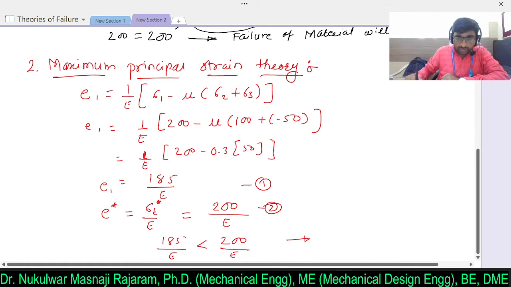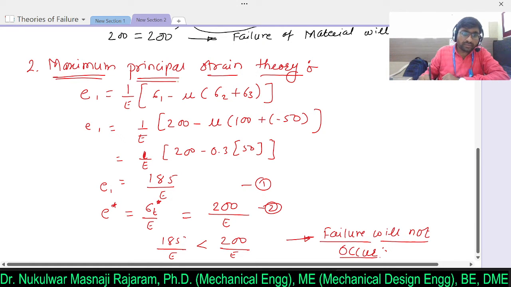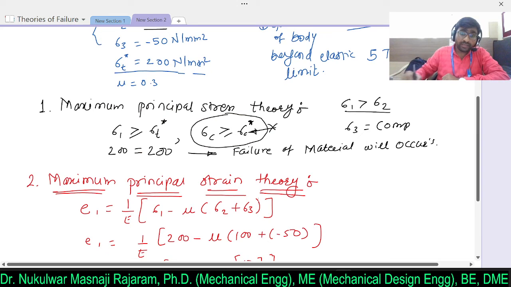So from this the conclusion is that failure will not occur. Clear? So failure will not occur according to this maximum principal strain theory. Is that clear? However, the material will definitely fail according to the maximum principal stress theory.